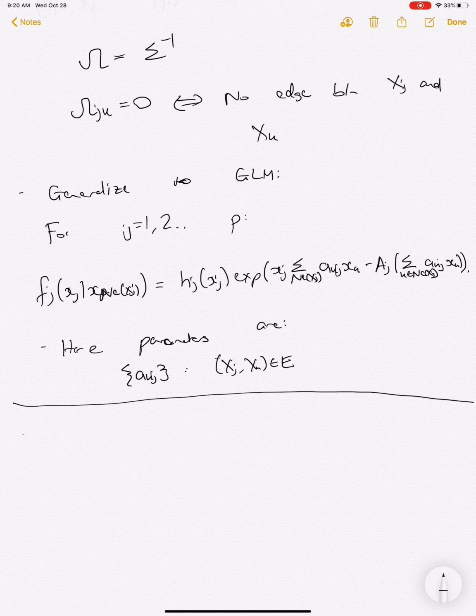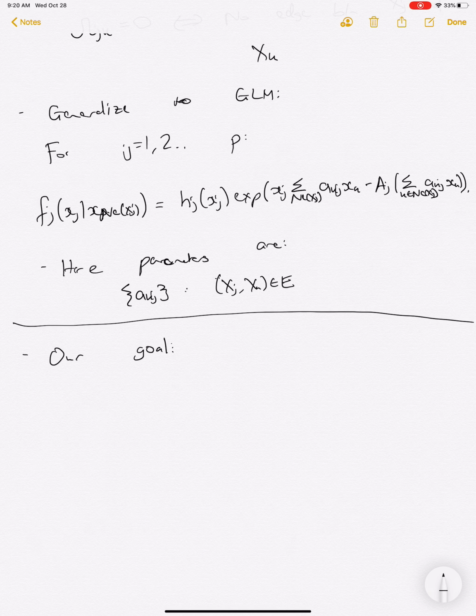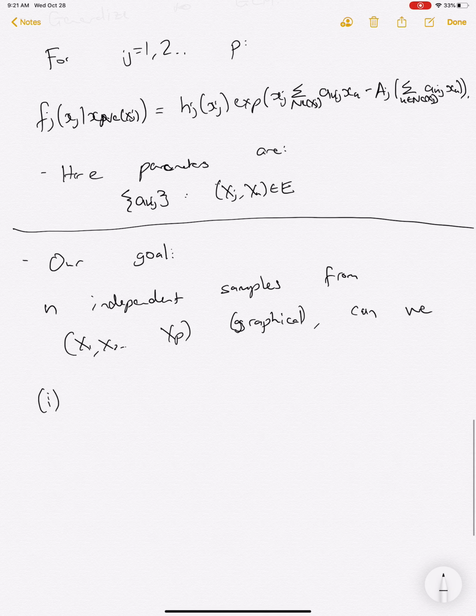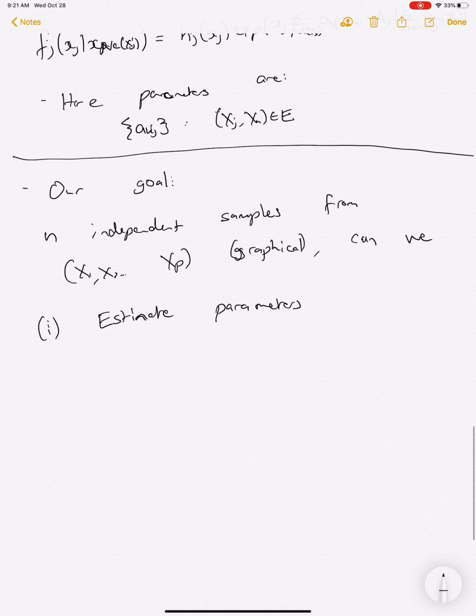And so our goal is, if we have n independent samples from x1 through to xp, so this graphical model, can we, or how do we, one, estimate the parameters, and two, estimate graphs?